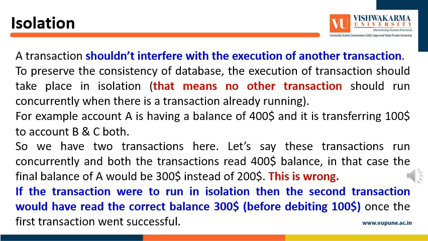For example, account A has a balance of $400 and it is transferring $100 to account B and C both. So we have two transactions here. Let's see if these transactions run concurrently and both read the 400 balance. In that case, the final balance of A would be $300 instead of $200. This is wrong. If the transactions were to run in isolation, then the second transaction would have read the correct balance, $300, before debiting $100, once the first transaction was successful.